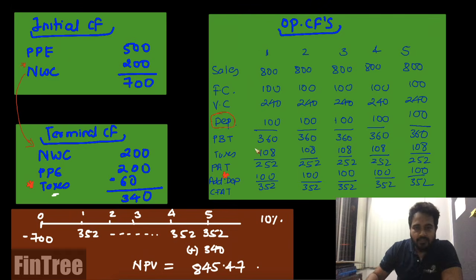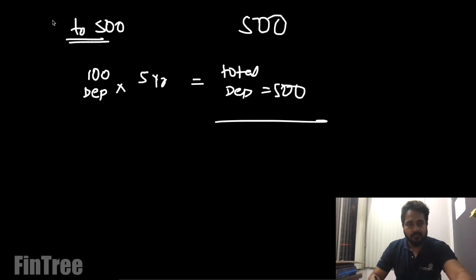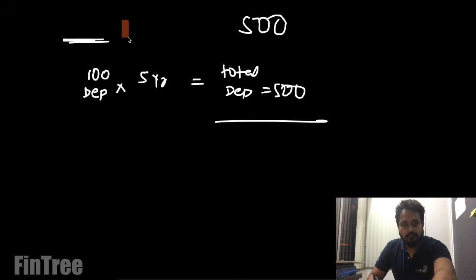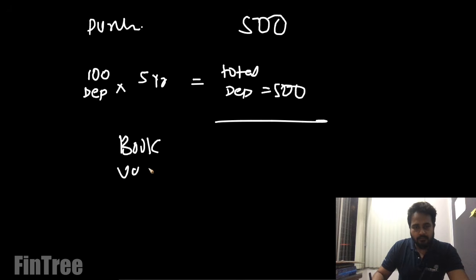Now you charge depreciation of how much? 100 every year. So depreciation of 100, and for how many years? 5 years, right? So what is the total depreciation? Total depreciation of 500. So you bought the asset for 500. This is the purchase price. 500 was the purchase price, and you charge depreciation. So what is the book value left? Book value is 0.